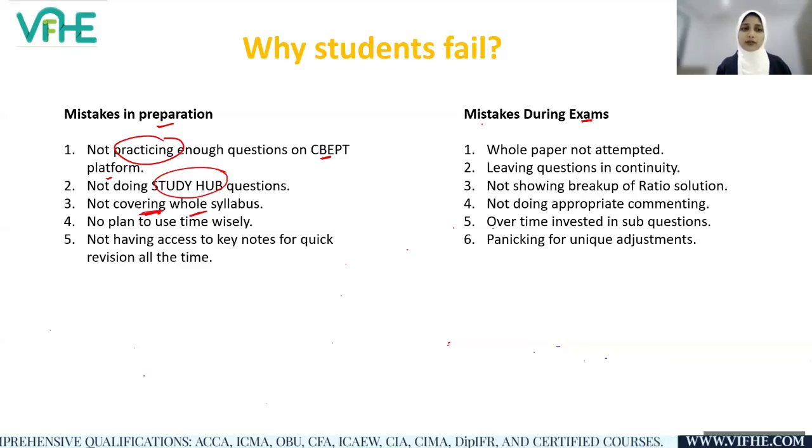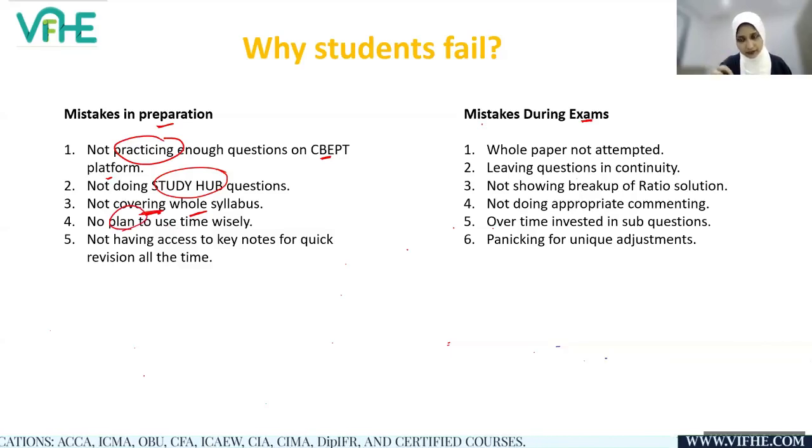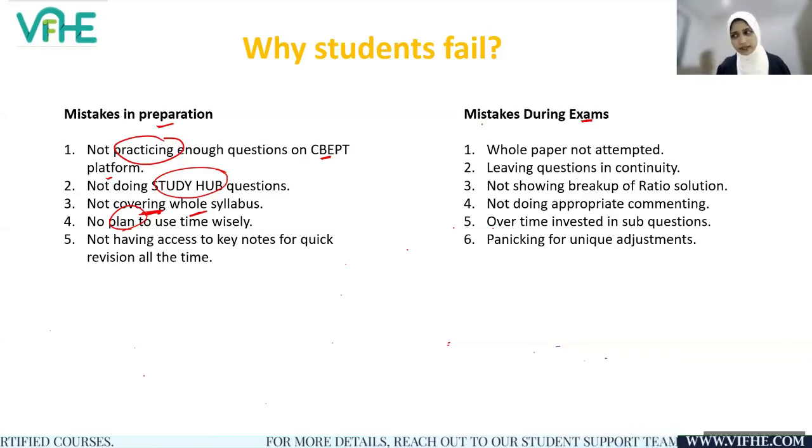There is no plan to use time wisely. This is a huge problem because if you do not have your planner chalked out for the next 40 or 45 days as to when you're going to do what, of course, you'll end up procrastinating. You'll keep deferring. In your head you will say that you want to do IS 40 tomorrow, but you'll keep deferring. Next tomorrow, tomorrow, tomorrow.